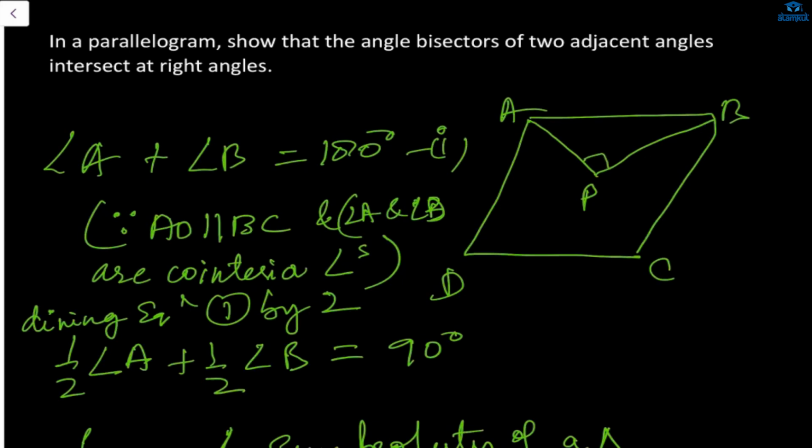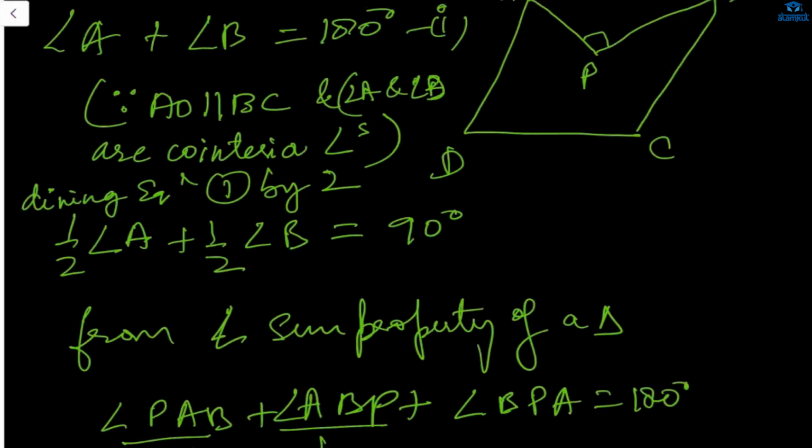So angle A plus angle B will be equal to 180 degrees. Why? Because it is a parallelogram, so AD will be parallel to BC, and AB is the transversal, so angle A and angle B are co-interior angles on the same side, so the sum will be equal to 180 degrees. Now when we divide this whole equation by 2, we get half of angle A plus half of angle B is equal to 90 degrees. This equation we got.